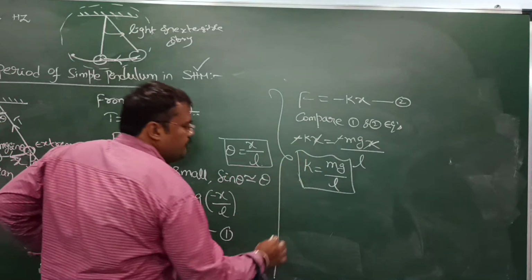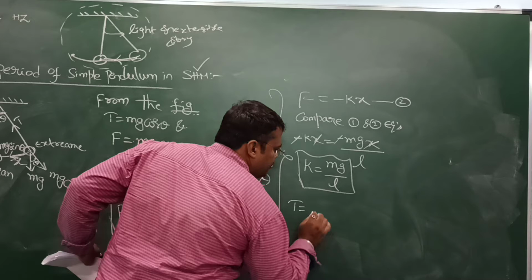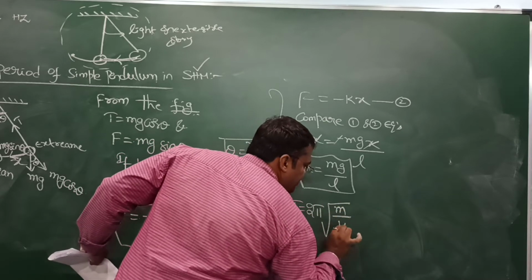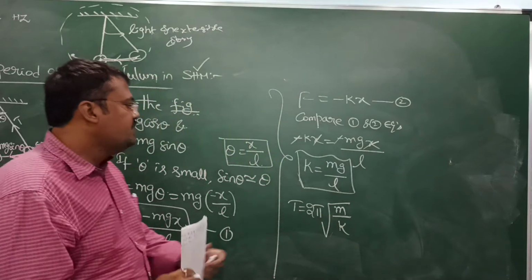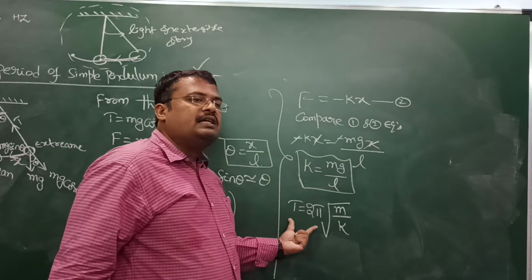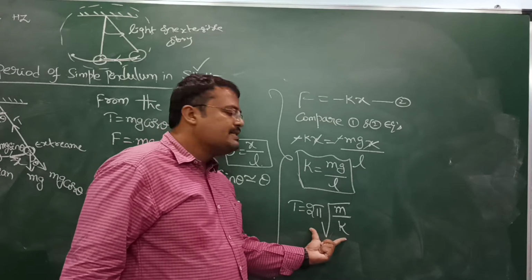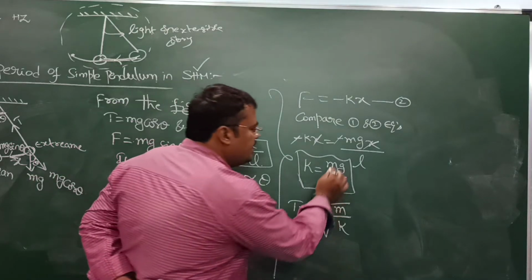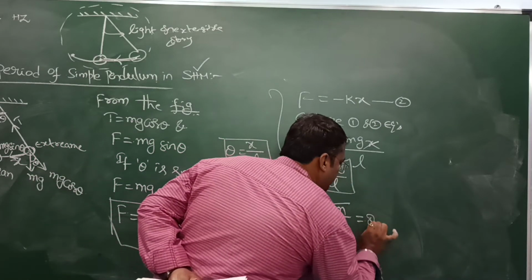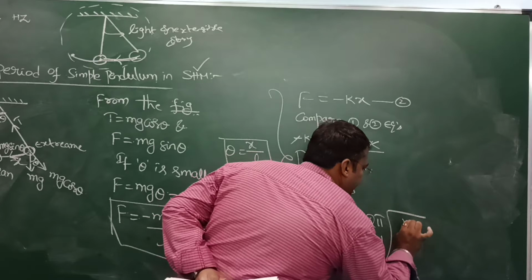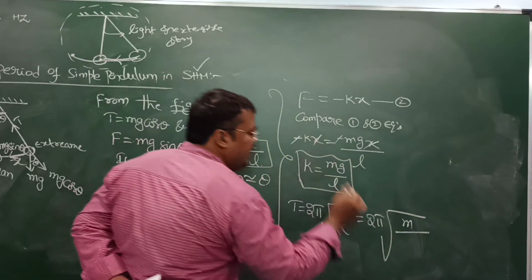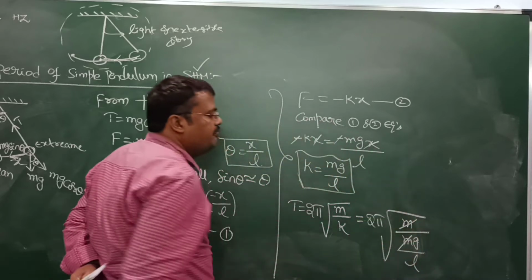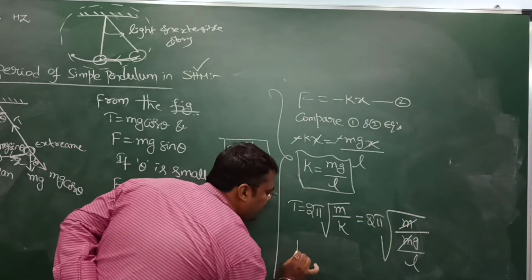Then finally we have to take T is equal to 2 pi root m divided by K. You already know this one. This is the time period of a particle in simple harmonic motion, the standard equation, 2 pi root m divided by K. Let us substitute this K. So 2 pi square root of m divided by mg by L. So this is mg divided by L. The m will get cancelled. Then you have to rewrite this one.